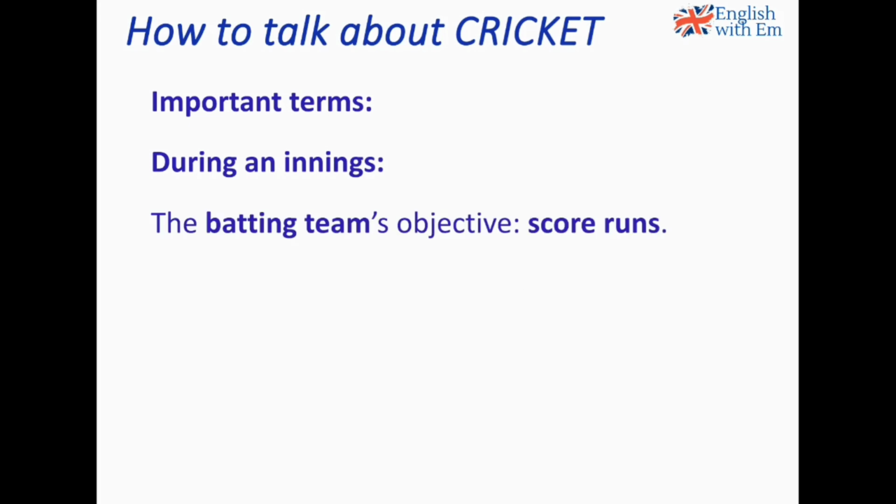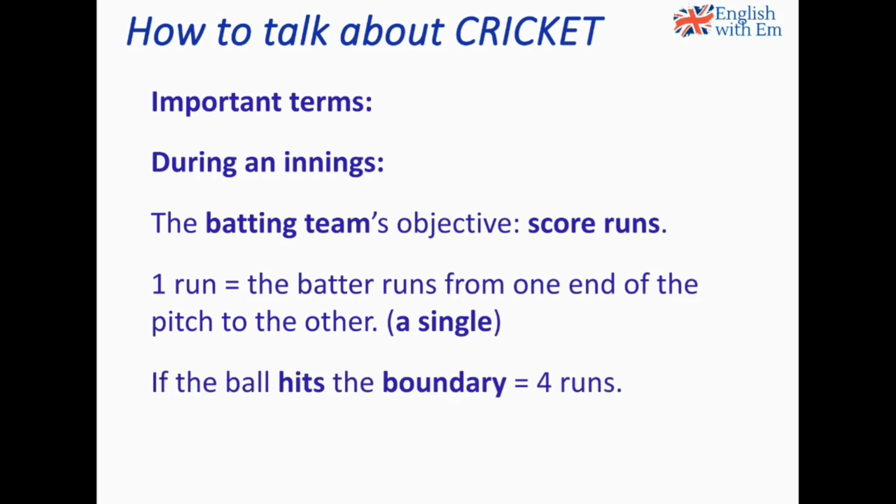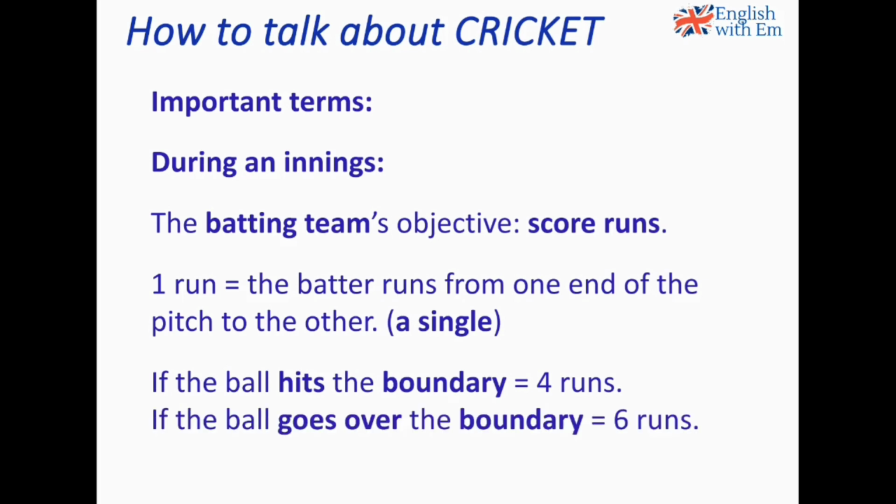Now during an innings, the batting team's objective is to score runs. 1 run is when the batter runs from one end of the pitch to the other, and it's sometimes called a single, as we saw in the earlier commentary example. If the ball hits the boundary, that's 4 runs awarded. And if the ball goes over the boundary without touching the ground first, then that is 6 runs.